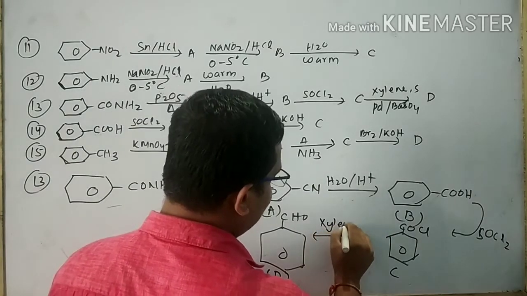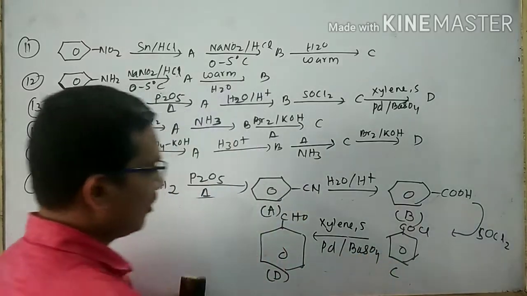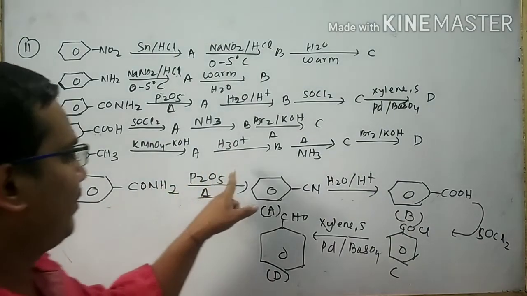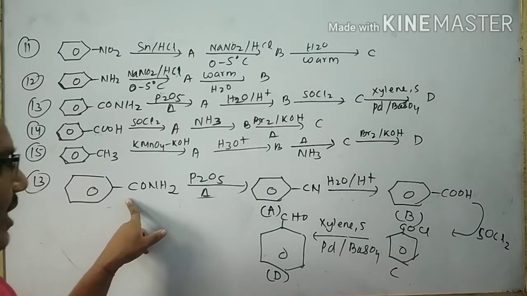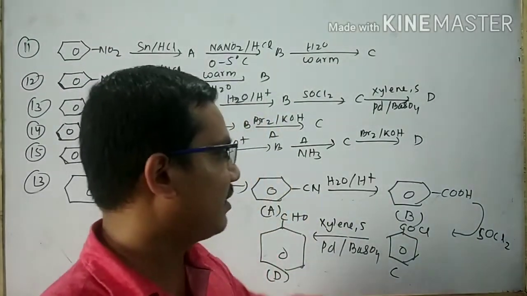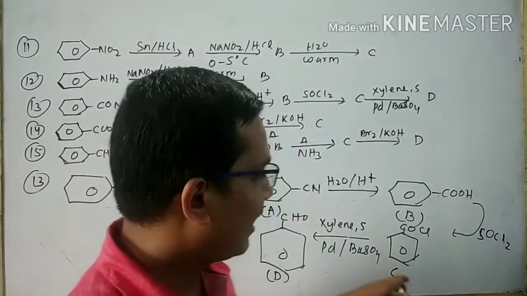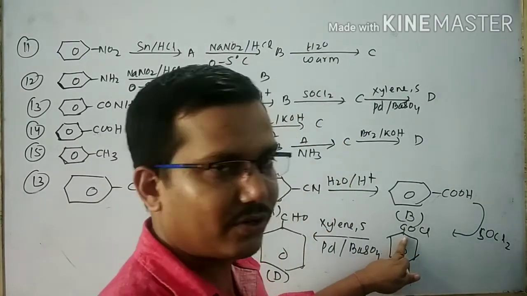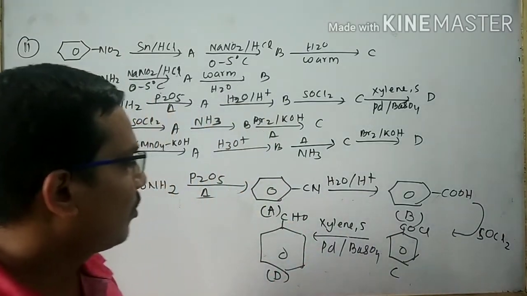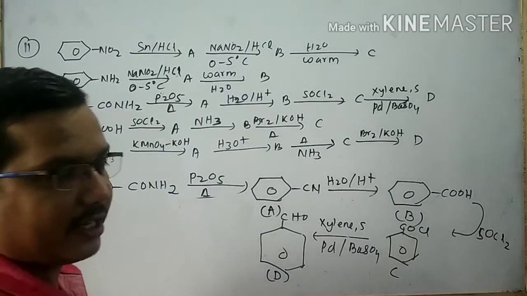Here xylene, sulfur, palladium, barium sulfate is present. So D will be formed. Again I will repeat. Benzamide undergoes reaction with P2O5. There is a loss of a water molecule. As a result, cyanobenzene is formed. Cyanobenzene undergoes acid hydrolysis, gives benzoic acid. Benzoic acid is subjected to reaction with SOCl2, then an acid chloride is formed. This is your acid chloride product, and it is considered as the C product. Now the acid chloride undergoes Rosenmund reduction reaction to give benzaldehyde, which is considered as the product D.